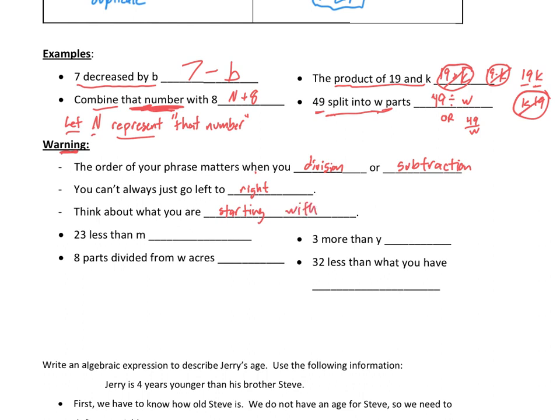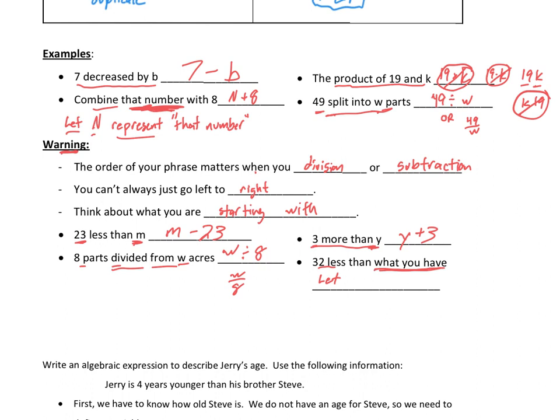Okay, so here's some examples. 23 less than m. So what am I starting with? 23 or m? That's right, we start with m. So m minus 23. 3 more than y. What are we starting with? Not 3, it's 3 more than y. So it's y plus 3. Okay, 8 parts divided from W acres. So we're starting with W acres, and we're dividing it into 8 parts. W divided by 8, or W over 8. 32 less than what you have. Ooh, we don't have a variable here, what you have. So we have to define it.